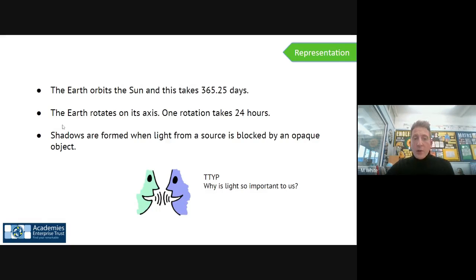The second fact: the Earth rotates on its axis, and one of these rotations takes 24 hours, what we would call a day. So there are 24 hours in a day. I'm sure you've heard that before. And this is that key piece of information.